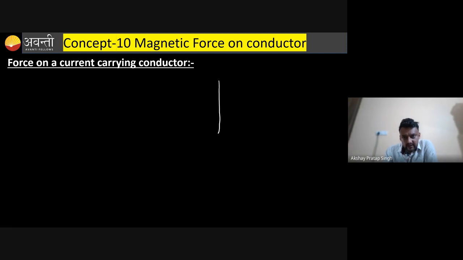This is a current carrying conductor, or you can say current carrying wire. Whatever you want to call it, it is a current carrying wire. Let's suppose it has some current I. Clear? And its length is L. And this conductor is placed in the magnetic field B.